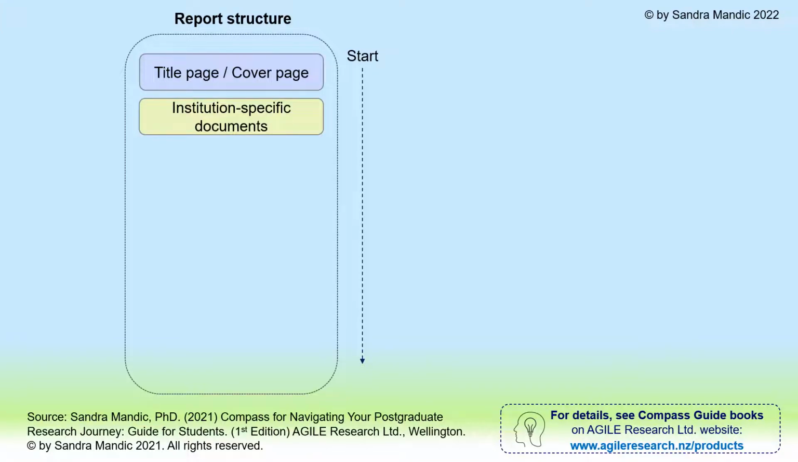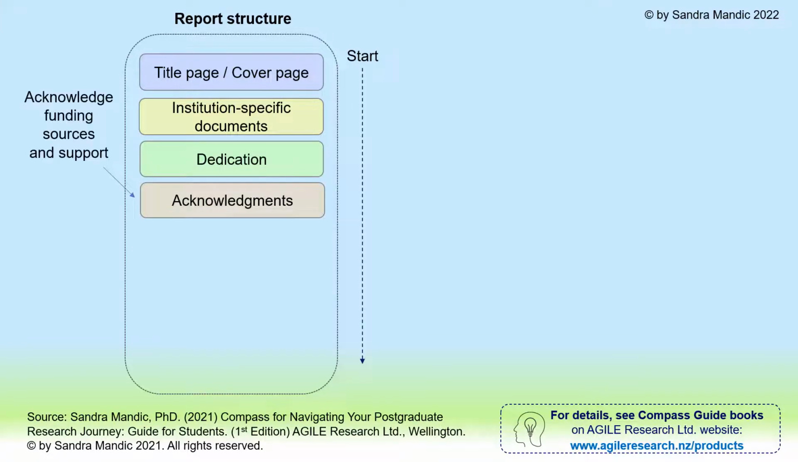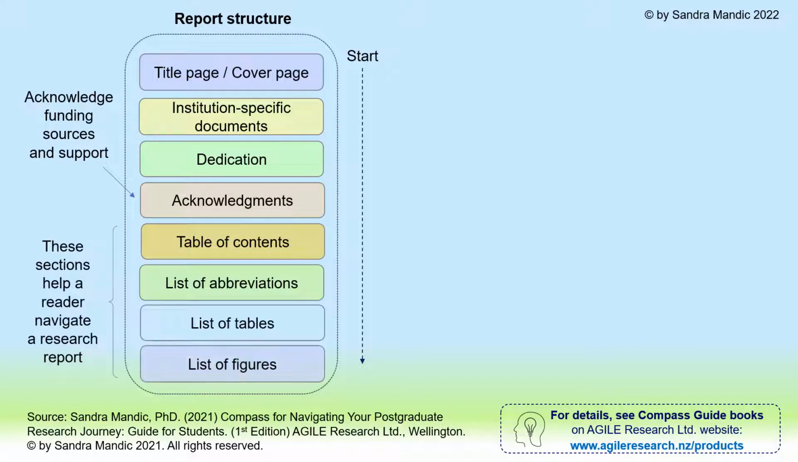If you're a research student who is putting together a research report or thesis, follow the requirements of your institution. You will likely have to create some institution-specific documents. You may also be asked to prepare dedication and acknowledgement sections, which represent a great opportunity to add a personal touch to your research report. Acknowledgement sections should also acknowledge funding sources and support for research. Tables of contents and lists of abbreviations, tables, and figures help a reader navigate a research report.